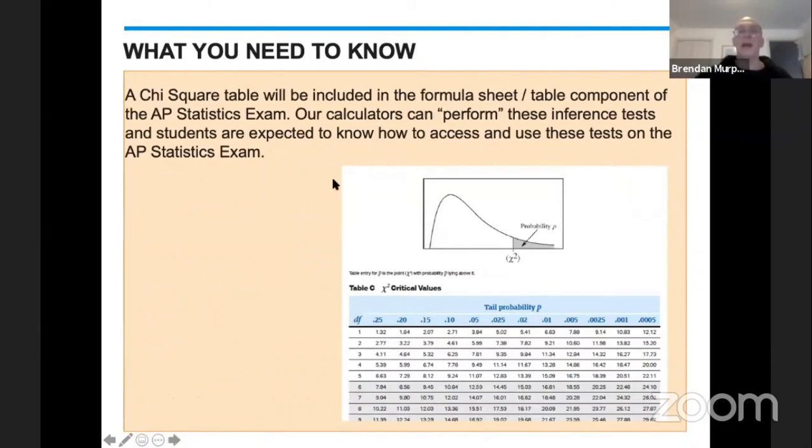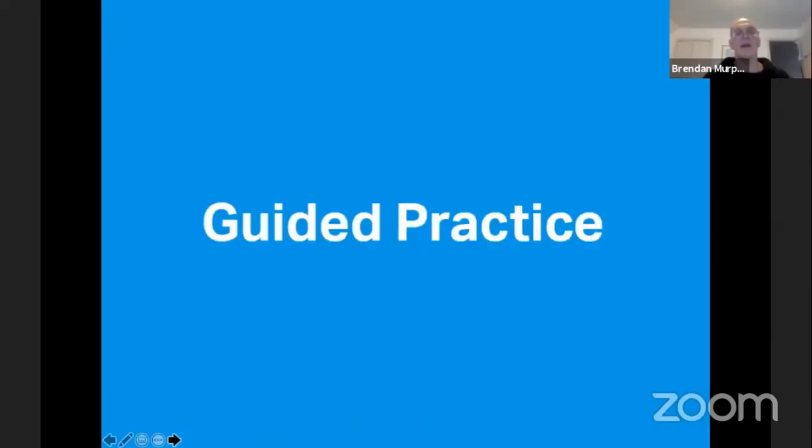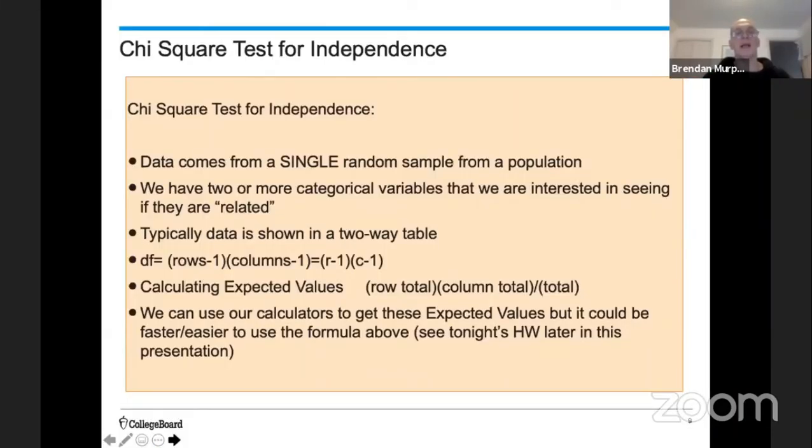So a chi-squared table, once again, you'll have this on your AP Stats exam. And our calculators can perform all of these tests and get all of the mathematics for it. I do teach my students how to read a chi-squared table. Some teachers do, some don't. I'll leave that up to you and your teachers. You can see over here on the left-hand side, we do have degrees of freedom, and then we have upper tail probability here.